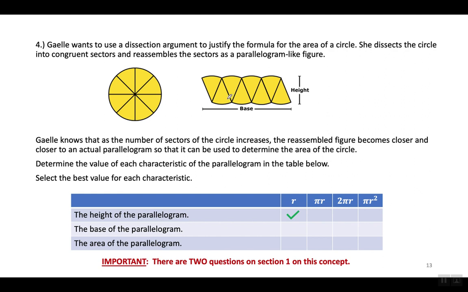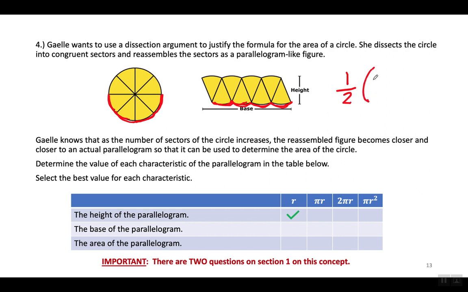Next, look at the base of this parallelogram. It's made up of the bottom portion of 1, 2, 3, 4 of these little triangle-like, pie-like figures. The base of the parallelogram is made up of the bottom portion of 4 little triangle-type figures. Now look at the circle: 1, 2, 3, 4. Those are 4 of the bottom portion of these shapes. That's half of the circumference of the circle. Look what I'm writing: half of the circumference.